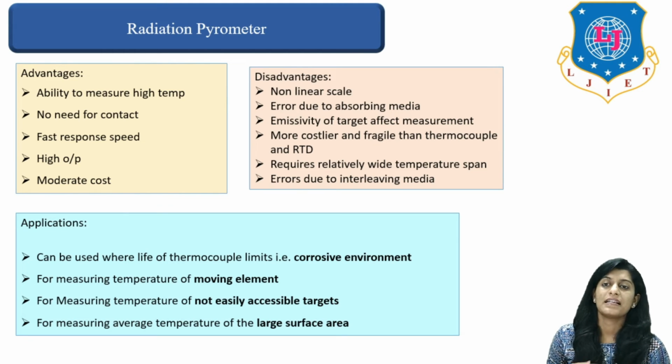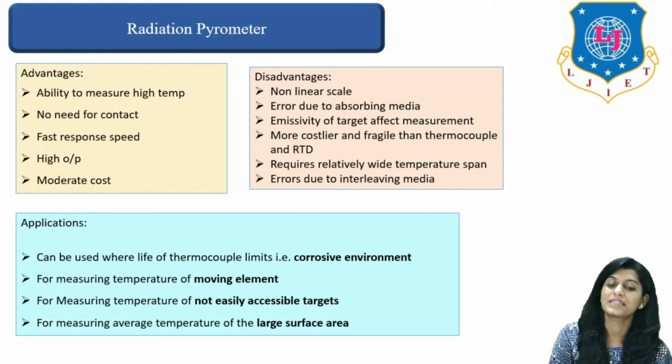Then there is a high output. High output means the accuracy or precision is very high, and the cost is also minimum. So these are a few advantages of the radiation pyrometer. Now coming to the disadvantages, it has a non-linear scale. This is the biggest disadvantage which we are facing.